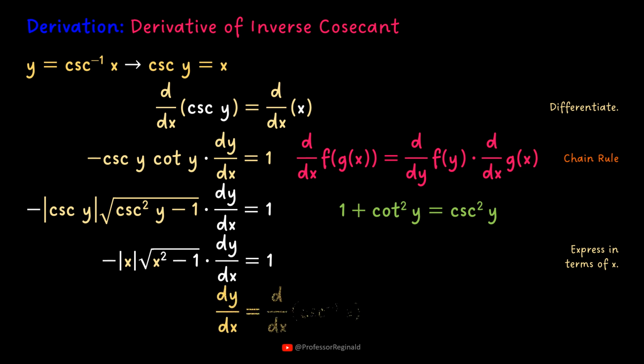Therefore, the derivative with respect to x of the inverse cosecant of x is equal to the negative of 1 all over the product of the absolute value of x and the square root of quantity x squared minus 1.